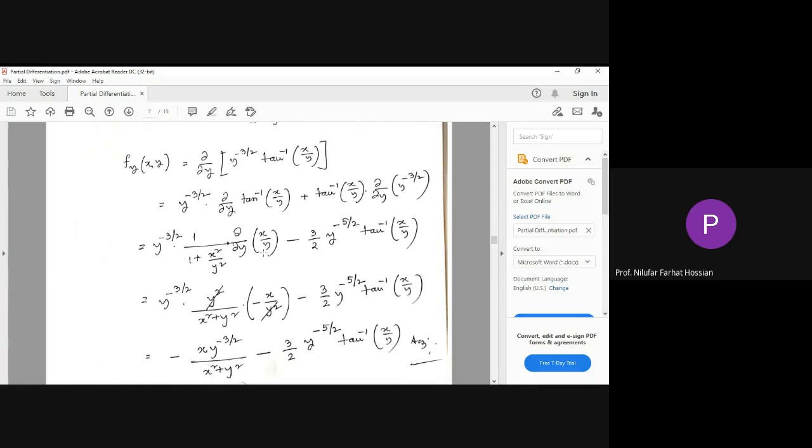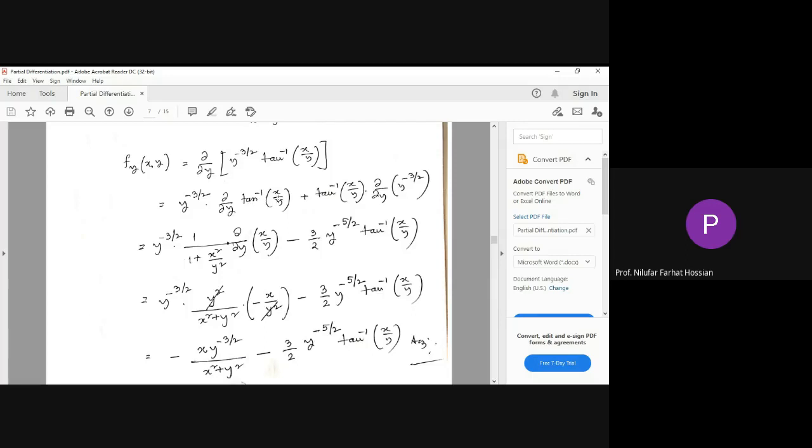So you could have written it like d dy, because it is not a partial differentiation, it is a total differentiation, because this part does not contain any x. So we could have written d dy of y to the power minus 3 by 2. Anyway, this differentiation should be performed with respect to y. So this is x over y, and this whole thing should be treated as y, because our differentiation is with respect to y.